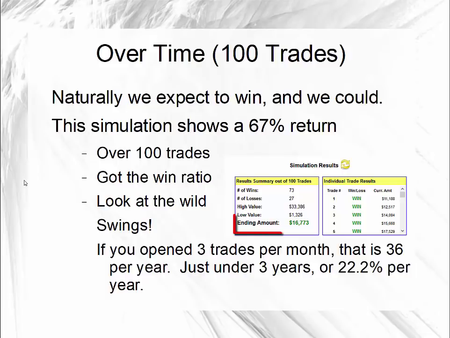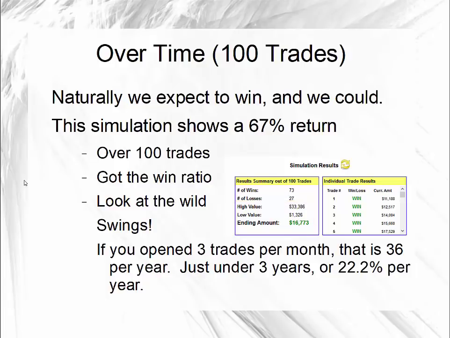This simulation here shows us that we could have a 67% return. We started with $10,000, and after 100 trades, we have $16,773. We were right 73% of the time. We got the win ratio we wanted, but look at the wild swings. At one point, this account was more than triple. It had a high value of $33,386. But at one point, with strings of winners and losers, it actually dropped down to a value of only $1,326. It's an 87% loss on the $10,000 we started out with.